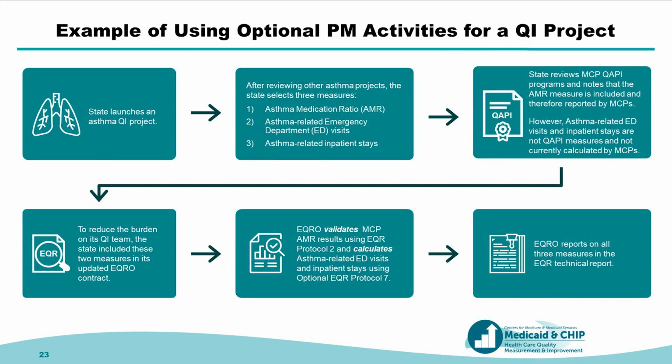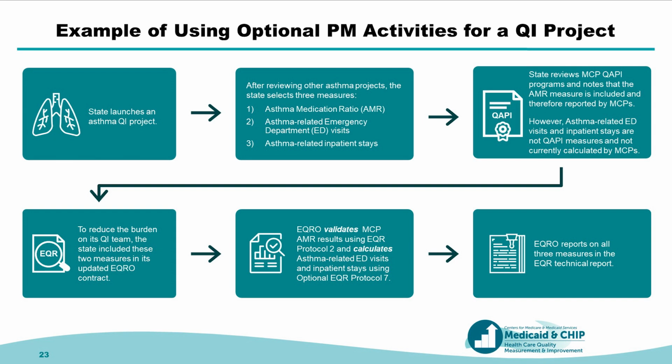Here's an example of using the optional performance measure activity to support a quality improvement project, based on a state that participated in CMS's Improving Asthma Affinity Group. After launching an asthma project, the state team reviewed other projects and available resources to identify 3 measures to use in their measurement strategy. The goal of these measures was to inform the state team about whether the interventions they were testing showed promise.